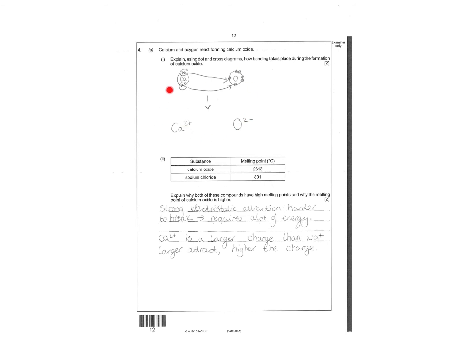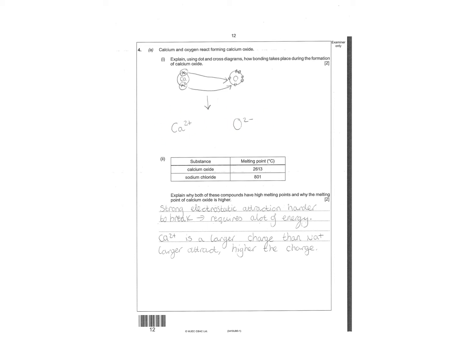Really nice question here to draw the formation of calcium oxide in terms of an ionic bond. So 2 electrons now transfer over, because that's the metal transferring to the non-metal, so that becomes 2+ because it's lost 2.